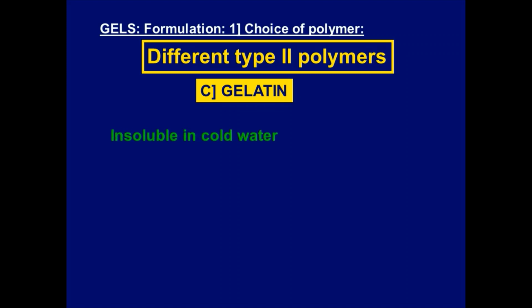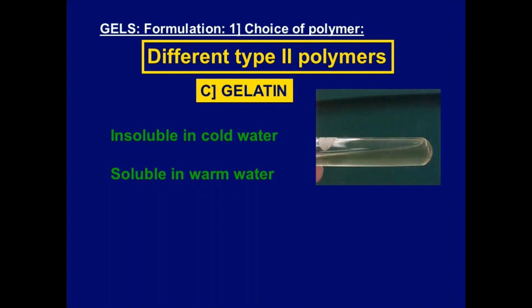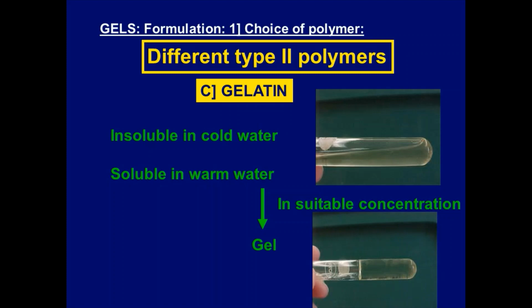Gelatin is insoluble in cold water. To make a gelatin gel, you have to dissolve gelatin in hot water or in warm water, then in suitable concentration. When gelatin solution is cooled, it gives a gel. To prepare gelatin solution, you first have to soak gelatin in some water for 15 minutes.